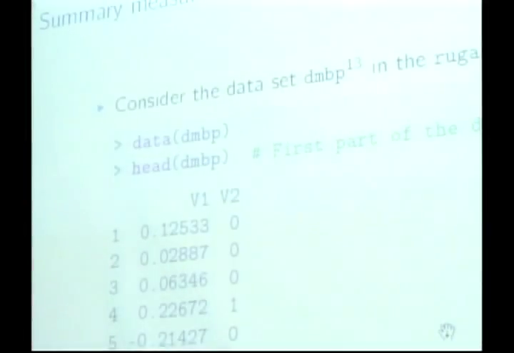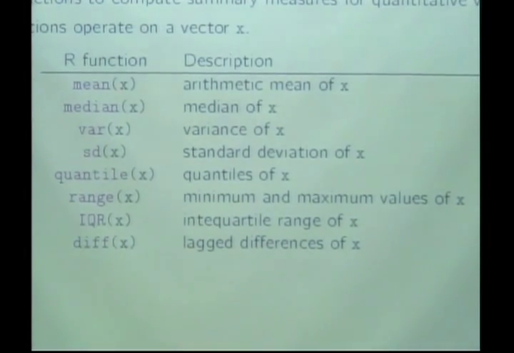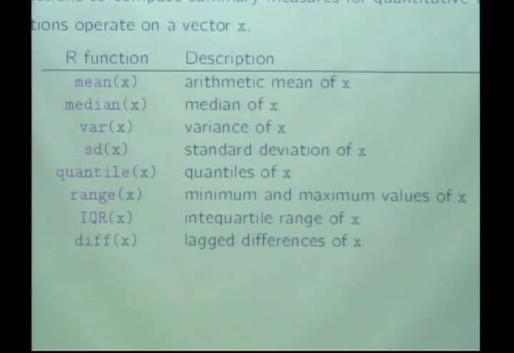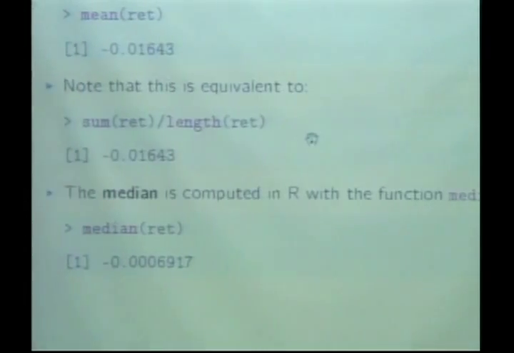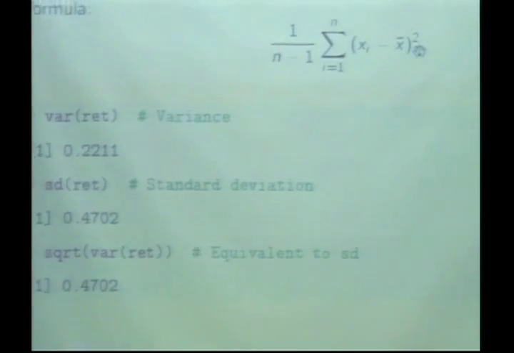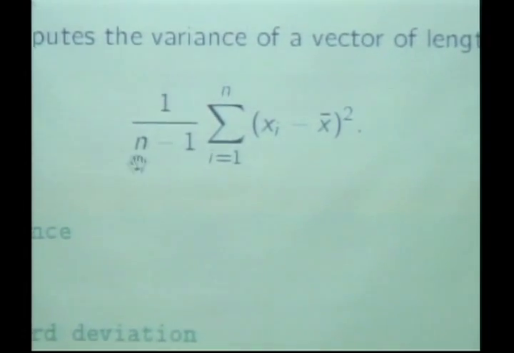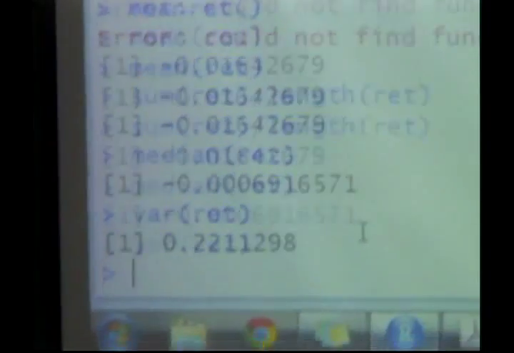And there are a lot of functions that operate on a vector in R and that give us summarizing information about the values: mean, median, var for the variance, sd for the standard deviation, quantile for the quantiles, range, IQR, diff, etc. Okay? So for instance, the variance, as I say here, the function var computes the variance with the denominator n-1. So this is the variance of the returns.